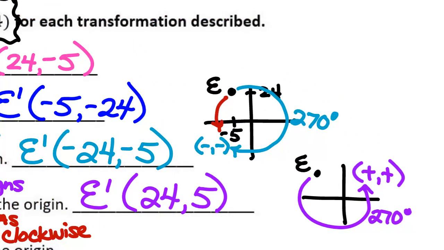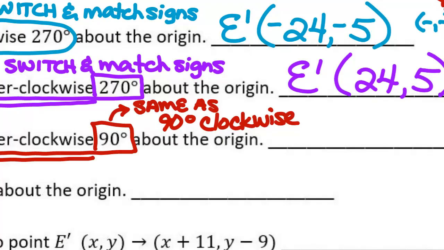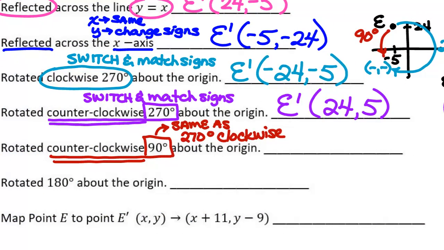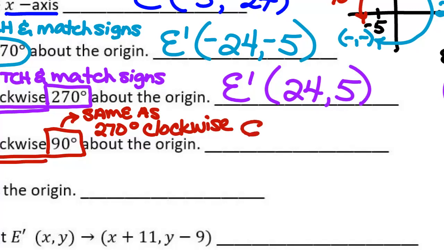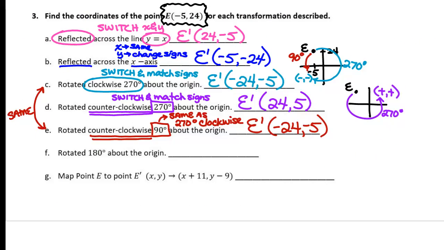Counterclockwise would rotate me right here. Oh, no, I had that written right the first time. Good grief. Same as 270. 90 degrees counterclockwise is the same as 270 degrees clockwise. -24, -5. Remember, 270 and 90. We're going to land in the same spot. They're opposite directions. So if I don't want to go 270 degrees as I'm spinning, I can go 90 the opposite direction. I'm going to get the same ordered pair.